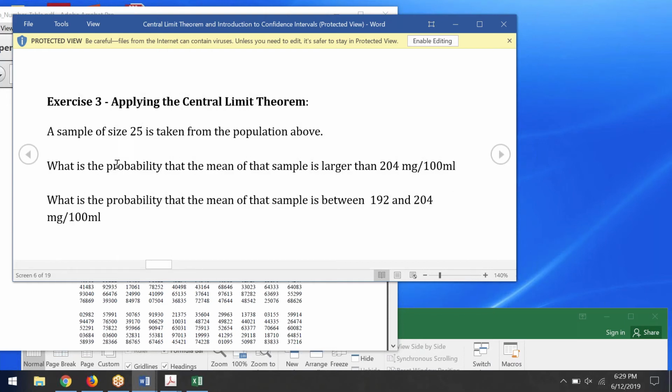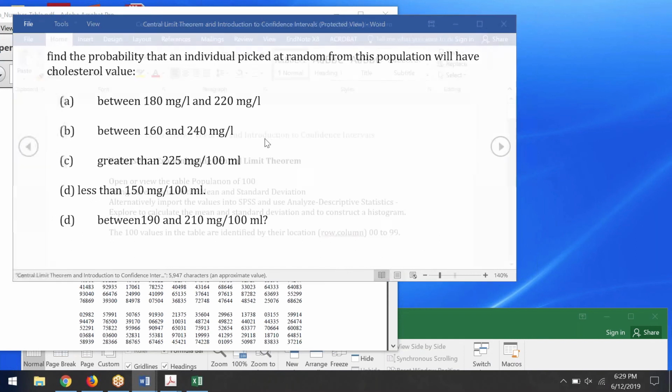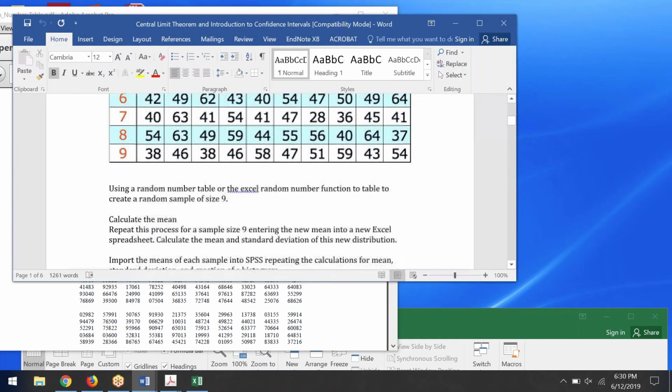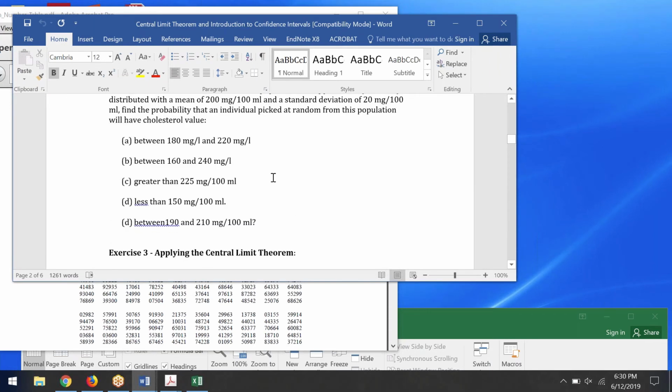Let's see if I can get this. Oops, that's not what I want to happen here. It's still protected. Okay, good. Let's see what that's going to be.